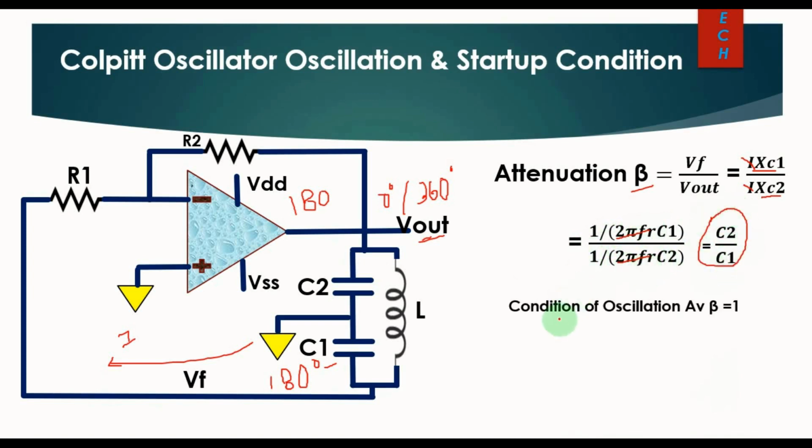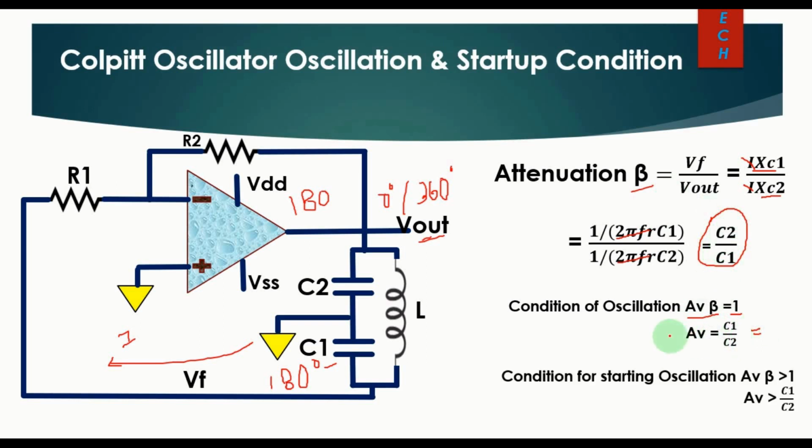So the condition for oscillation is Av into beta equals 1, right? So what is your beta? Beta equals C2 divided by C1. If you replace beta by C2 divided by C1, you will get Av equals C1 by C2. Okay, so the condition for starting oscillation is A beta slightly higher than 1. So that is Av slightly higher than C1 divided by C2.